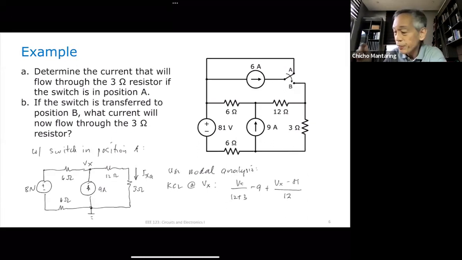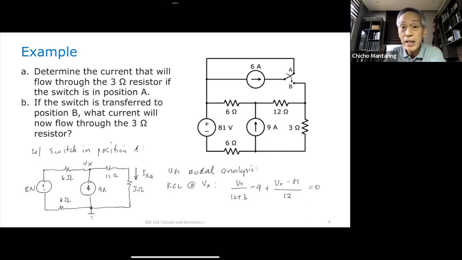Because in essence, these two are in series, the 6 and the 6. So I can move this 6 ohms up here, and then I can add the two 6 ohms together, that becomes 12 ohms. So you have V_x minus 81 divided by 12, V_x minus 81 being the voltage across your 12 ohms. So this is equal to 0.